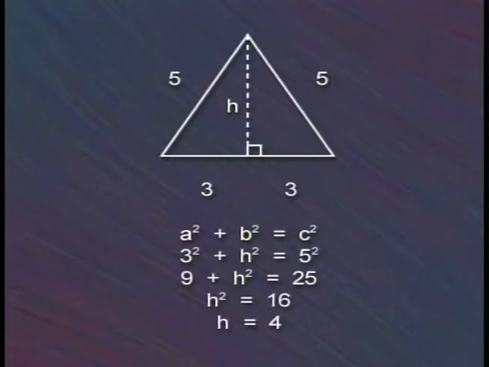This formula states that a squared plus b squared equals c squared. In this triangle, 3 squared plus the height squared equals 5 squared. This gives us 9 plus h squared equals 25. H squared equals 25 minus 9, or 16, and thus h equals 4. Now you might have also noticed that this is a 3, 4, 5 right triangle.